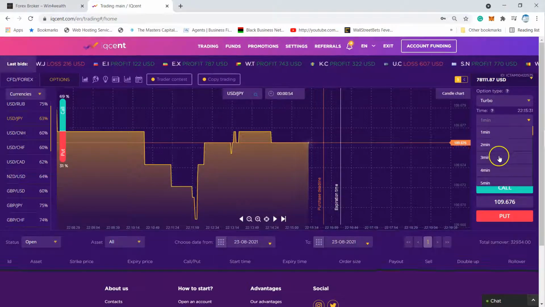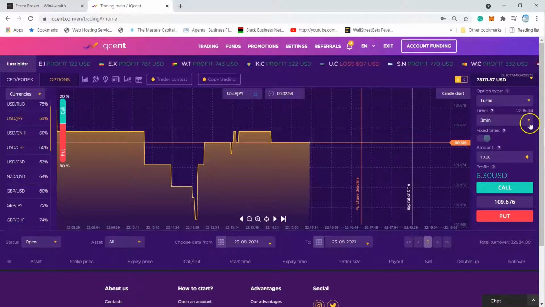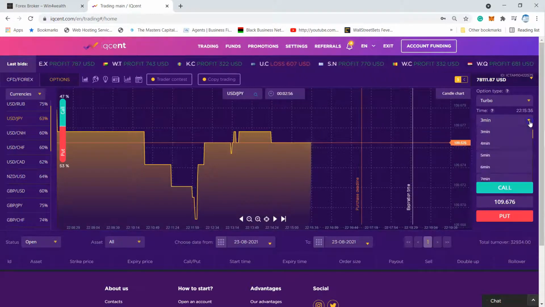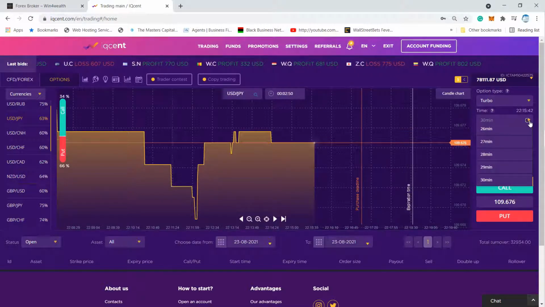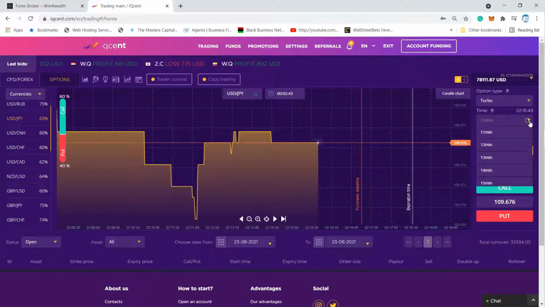Even at 30 minutes, we can click through here, and you could use your arrow to go down further if you want to. I'm just using the down arrow, and we're right there. So the longest we could trade right here on turbo is 30 minutes. The fastest trade we could take is a 1-minute trade.